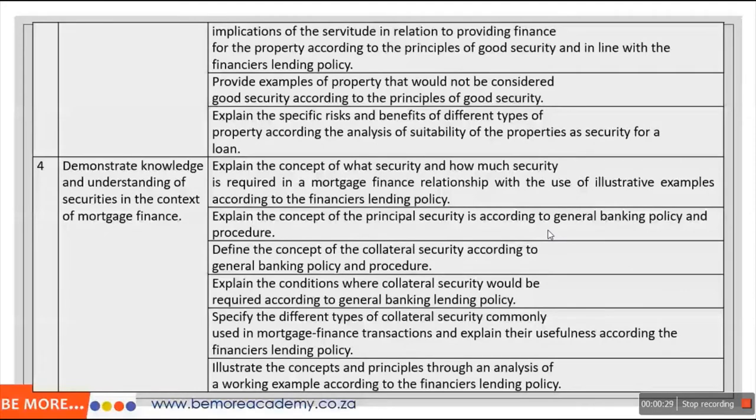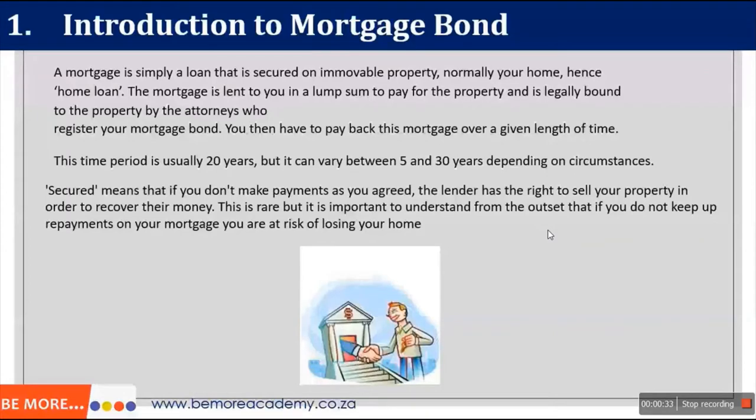The introduction of the mortgage bond. A mortgage bond is simply a loan that is secured on an immovable property. I'm not going to read everything because, as I said, we went through it several times. I think this just wraps it up, so I'm going to touch on it. Please stop me if you want to ask questions that we can explain.